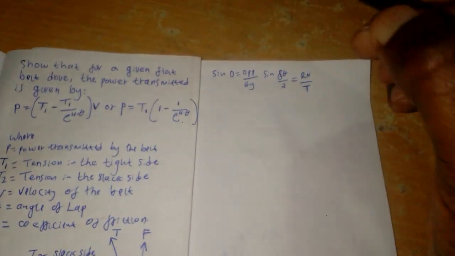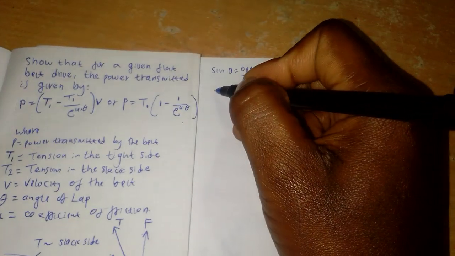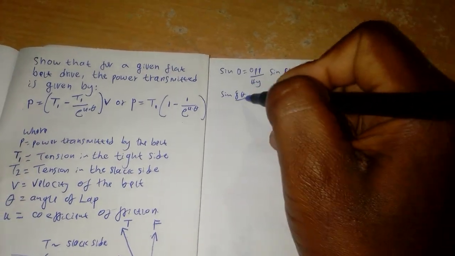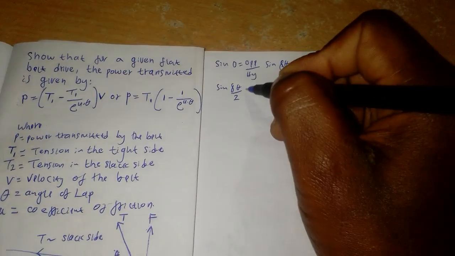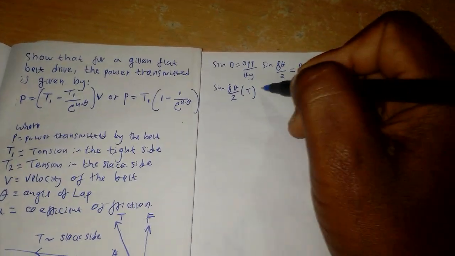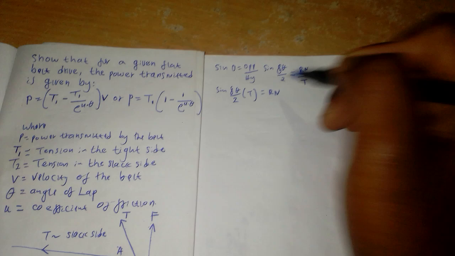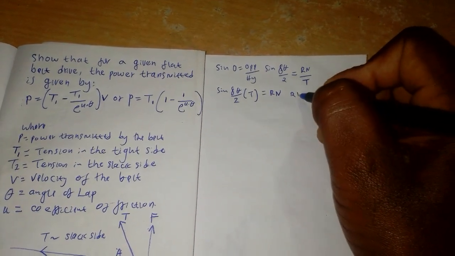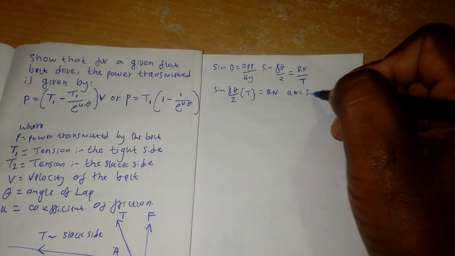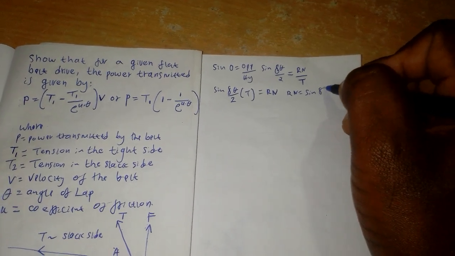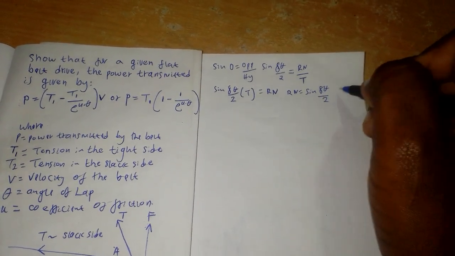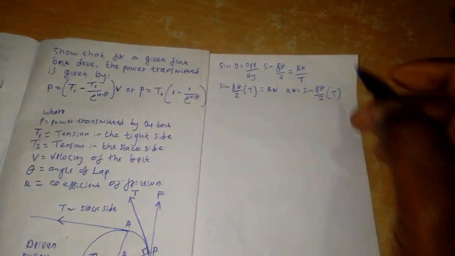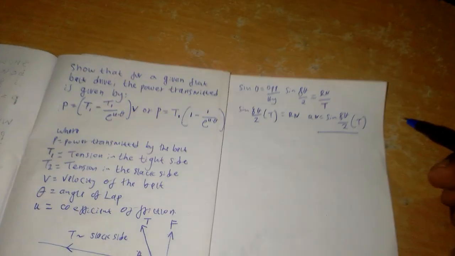Now that becomes sine of alpha theta divided by 2 times T is equal to Rn. Now Rn is equal to sine of alpha theta divided by 2 times T. That is for the slack side.